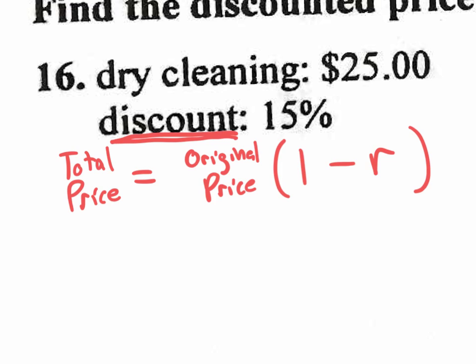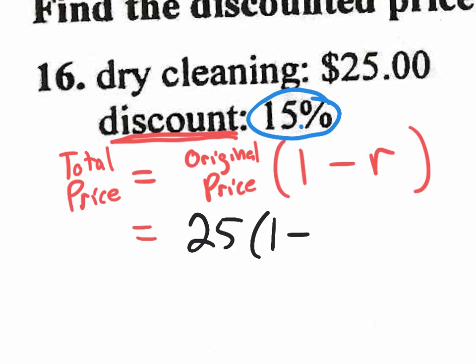So let's figure this out. The original amount was $25 times 1 minus, what is this percent written as a decimal going to be? 0.15. Okay, think about it. Decimal back here goes 2 spaces. 1, 2, right in front of the 1. So it will be 0.15. And let's close parentheses.